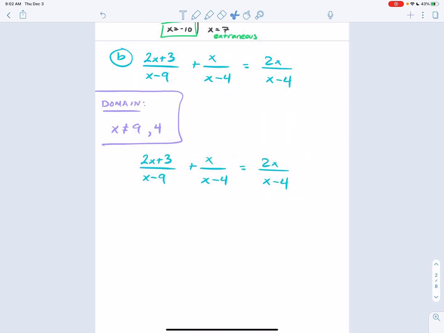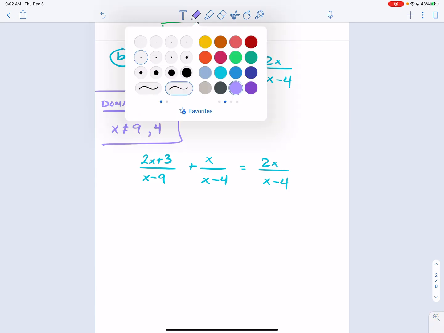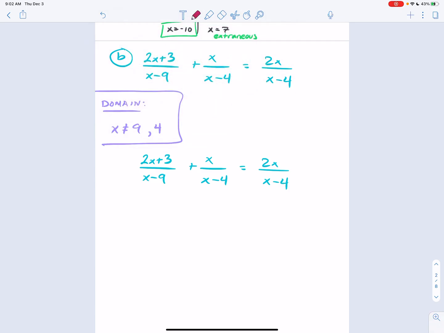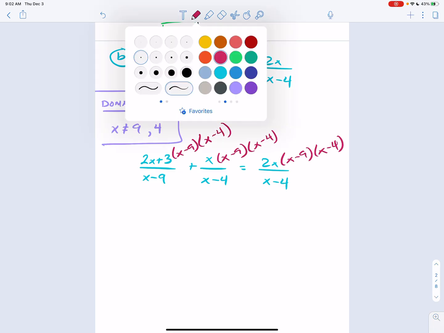We have our rational equation. First step, to get rid of all of your denominators. So I want to multiply by x minus 9 everywhere. But I also want to multiply by x minus 4 everywhere. This is called our least common multiple, okay? So let's see what cancels out here.